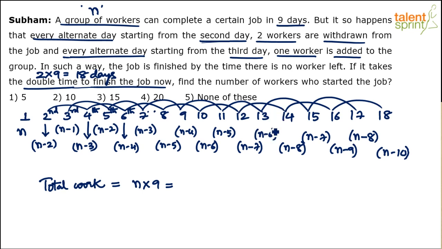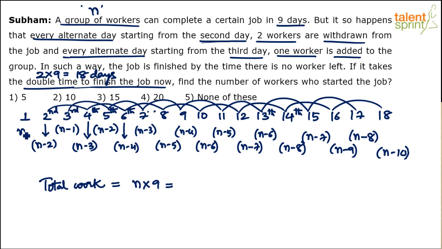N minus 6 persons will not work for 13 days. N minus 6 persons will work on the 13th day. So on 13th day, n minus 6 persons work. So how much work will they finish? N minus 6 into 1. On 14th day, n minus 8 people work. So on that one day, n minus 8 people work. So how much work will get over? N minus 8. You getting it?